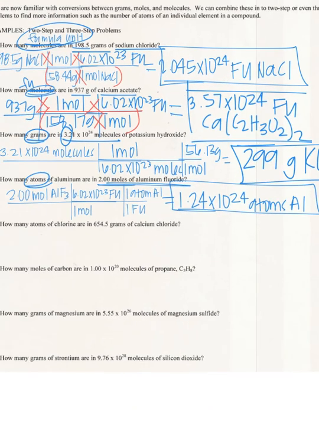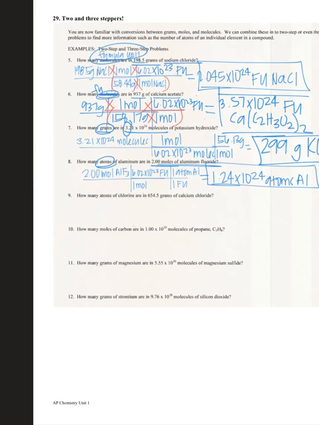Okay. Rest of these, 9, 10, 11, pretty straightforward. Atoms is what they're looking for. You have grams of calcium chloride. Okay, they want atoms of chlorine. So very, very similar to what we just did. So you'll have to go grams of calcium chloride, take it to moles. From moles, you can find formula units. And from formula units, you'll have 2 atoms of chlorine because it's calcium chloride.